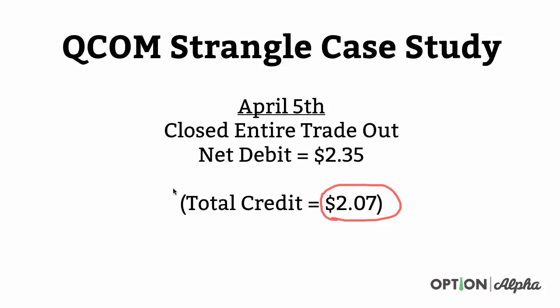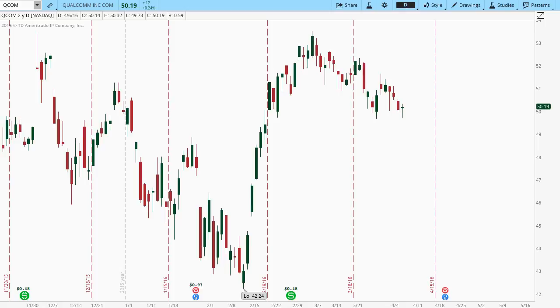But at the end of the day, rolling this contract out to the next month and adjusting it like we did saved us from a multi-$100 loser that we would have potentially had.